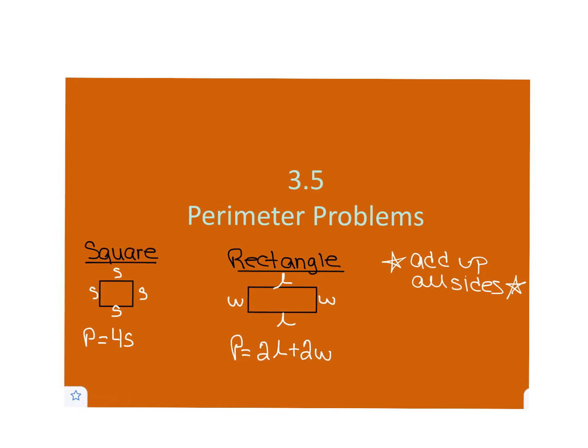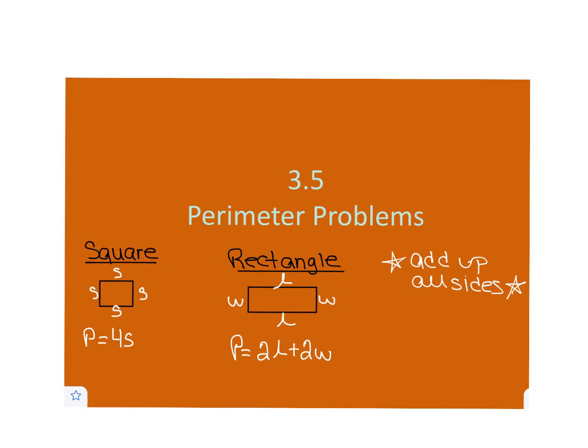All right, so from here, what I want you to remember and think about is that perimeter for shapes is adding up all the sides. Okay, so that's number one. That's the first piece we have to remember: we are adding up all the sides, no matter what shape it is.